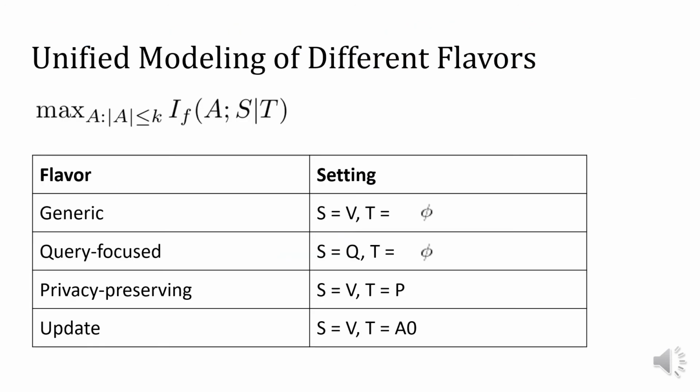So this is the unified modeling of the different flavors. You just set A, S and T to different values. For example, if S is the entire universe and T is empty, then you get generic summarization. Query focused if S is Q and T is phi. Privacy preserving if S is the entire universe and T is the privacy preserving query. And update when S is the universe, and let's say T is an existing set which you want to update.